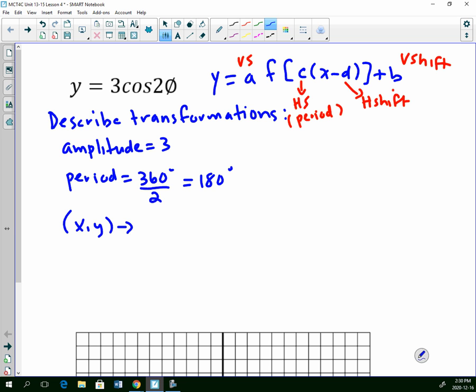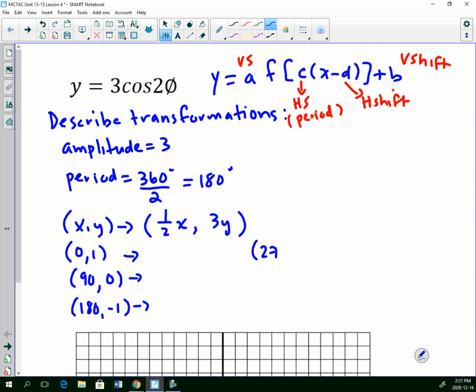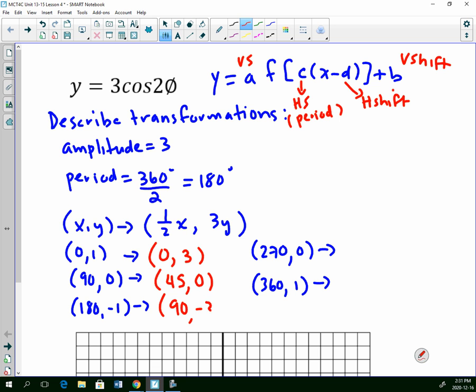So I'm going to write my mapping notation. The 2 will affect the x in the opposite way, the inverse way, and the 3 will affect the y. It is a vertical stretch. And then I'm going to write my points out for cosine, my critical points. Then we're going to apply these transformations to these points. To each x, we're going to multiply by a half, and to each y, we're going to multiply by 3. So that remains at 0, and that becomes 3. Half of 90 is 45, and 3 times 0 is 0. Half of 180 is 90, and 3 times -1. Half of 270, and half of 360. So these are my new points that I'm going to graph.